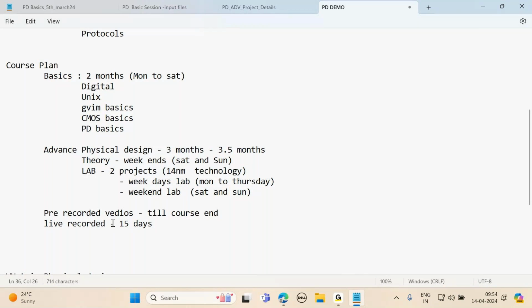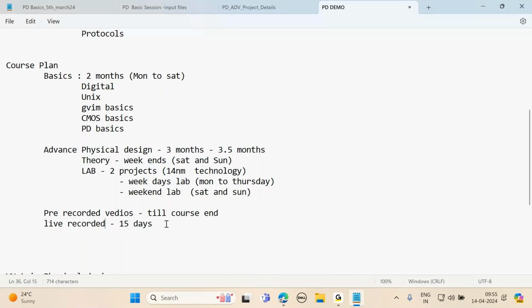For example, if you are absent today, for some reason you are not able to attend in the morning, at night you can see the video, or you can see the video within the next 15 days. This is not the pre-recorded video, this is a live recorded video, meaning of the classes which are currently going on. Unfortunately, if you are not able to attend the class, then you will get live recorded videos for the next 15 days. So thereby you can make up the classes.